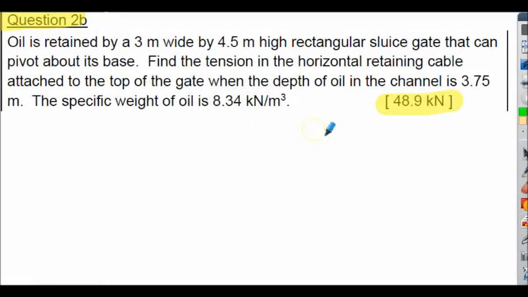Just be careful in this question, as specific weight of oil is stated, 8.34 kilonewtons per meter cubed. And again, if you have reviewed the previous presentations, you will understand specific weight is actually weight density, and hopefully you can use that appropriately within the question. Weight density is essentially mass density multiplied by gravitational acceleration.